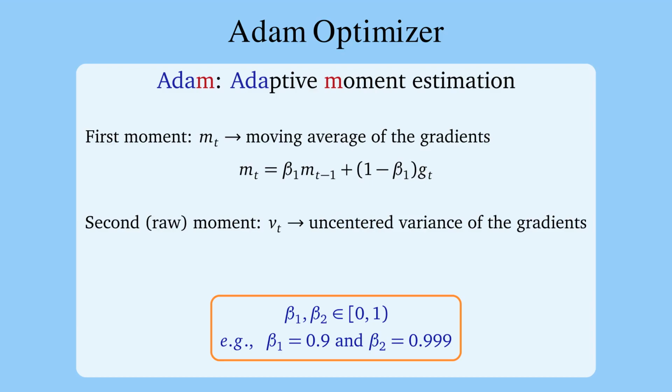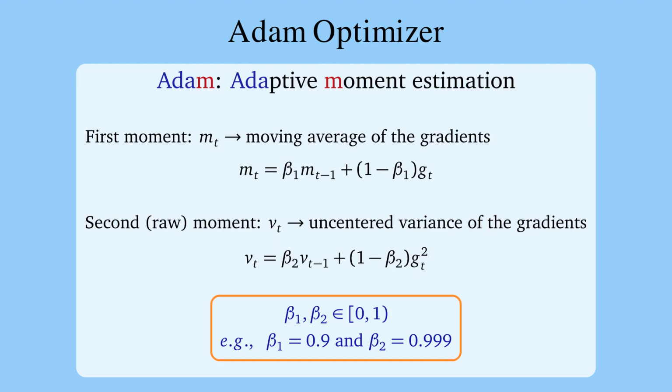We use m_t to represent the estimate of the first moment, and it is computed as beta 1 times the previous estimate m_{t-1} plus 1 minus beta 1 times the current gradients g_t. Similarly, we use v_t to represent the estimate of the second moment. Note that this is the second raw moment, which means it is an uncentered variance. And v_t is computed as beta 2 times the previous estimate v_{t-1} plus 1 minus beta 2 times the gradients squared.